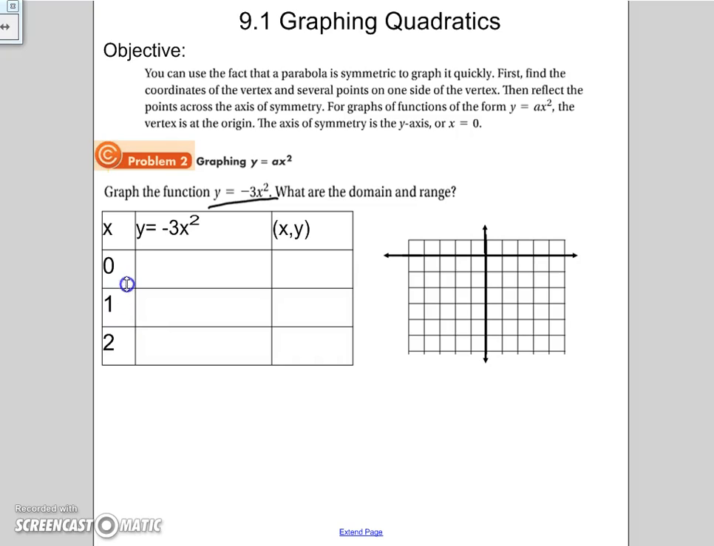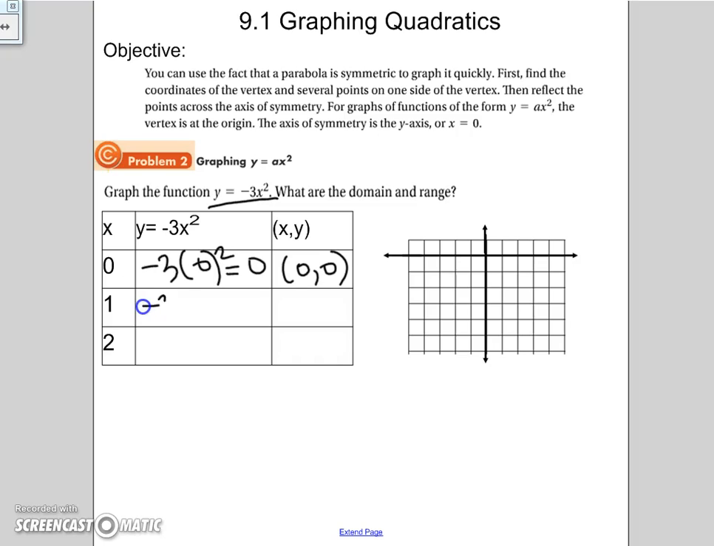So for your x values, you can plug in 0 for x. In order of operations, 0 squared is 0 times negative 3 is 0. So that means our first point is 0, 0. Okay, if you have your graphing calculator, you could have typed this function into your y equals and hit second graph and pulled up this table for you. Okay, if not, you do have to plug in these x values.